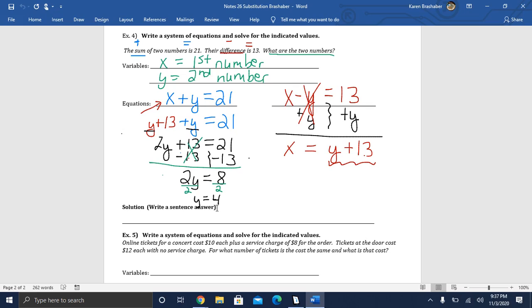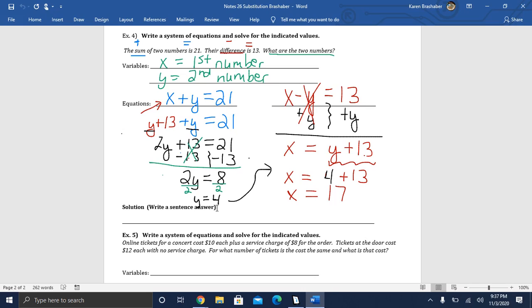Now remember that our answers are to be ordered pairs. We're supposed to find both x and y. So I have found the y. I can now take this and substitute it in place of the y in my expression x equals, and then in place of the y, I could put my 4 that I found. So 4 and then plus 13. So x would equal, and 4 plus 13 would give me 17.